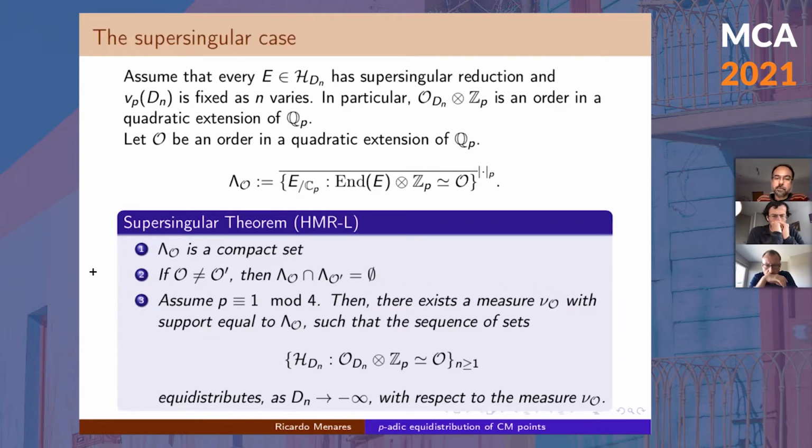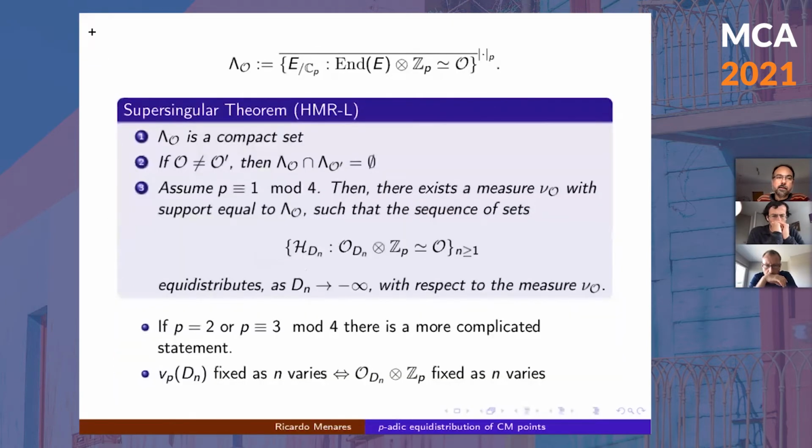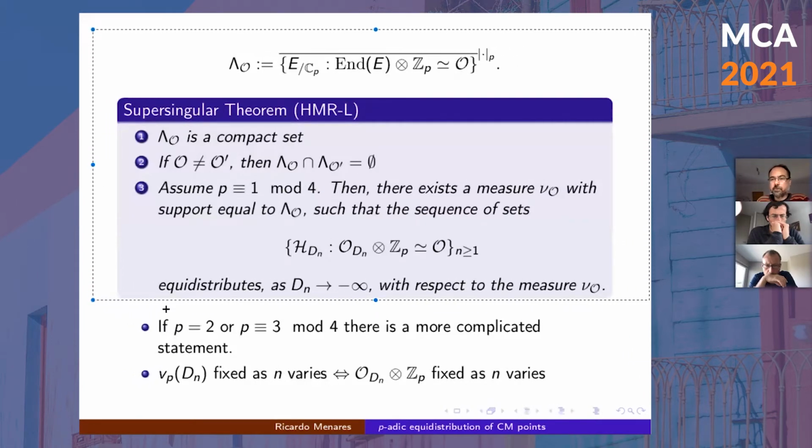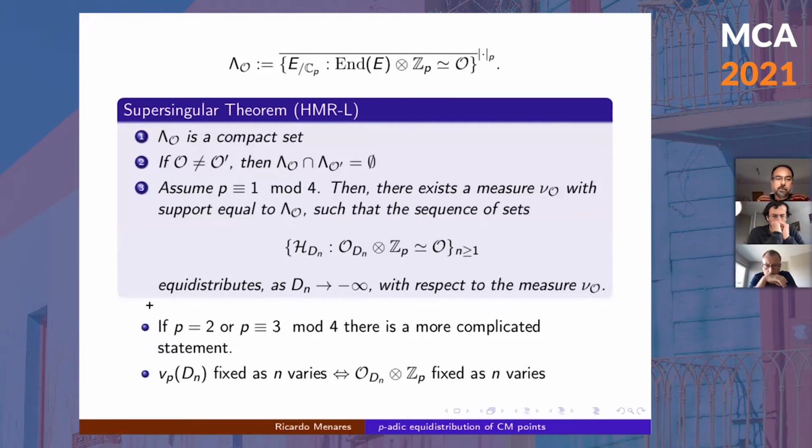Okay, this is again the same theorem. This did not change. I just want to make two small remarks. The first is that this assumption P equals 1 mod 4 is not at all necessary. It's just to avoid complications. If P is 2 or P is 3 mod 4, we have a more complicated statement but having the same structure.